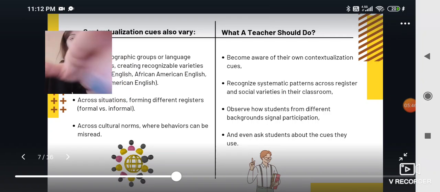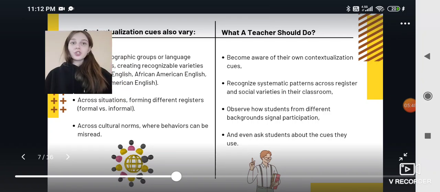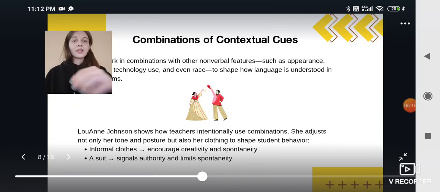So, in this kind of situation, what should a teacher do? A teacher should become aware of their own contextualization cues. They should recognize systematic patterns across register and social varieties in their classroom. They should observe how students from different backgrounds signal participation. And lastly, they should even ask students about the cues they use. So this is how a teacher can solve this kind of problem in a classroom.